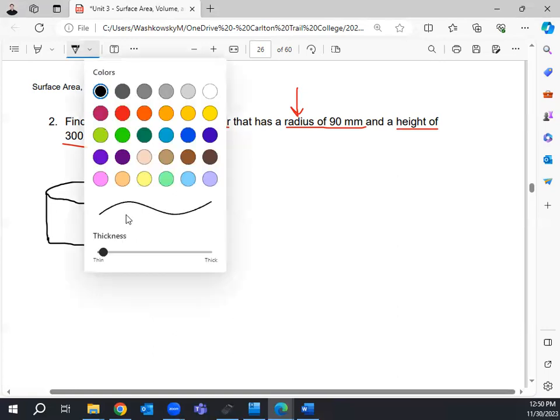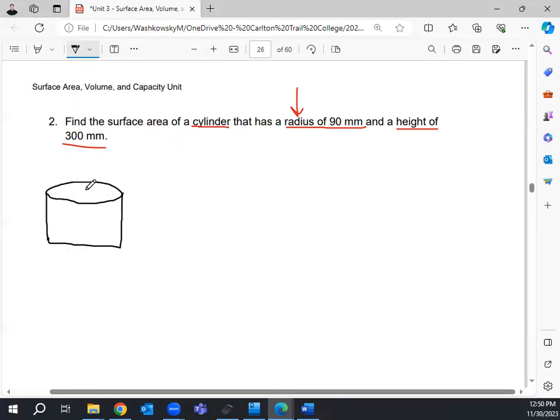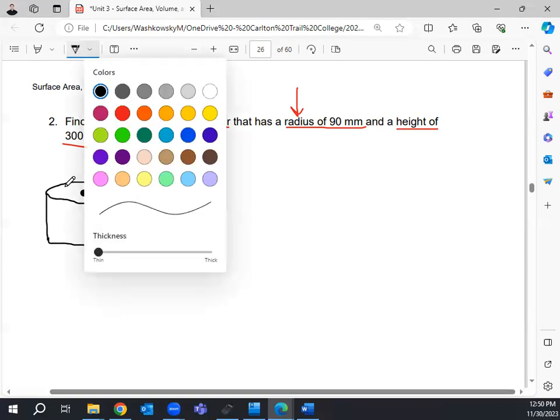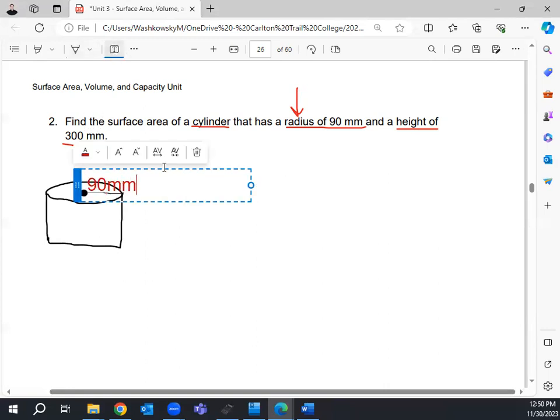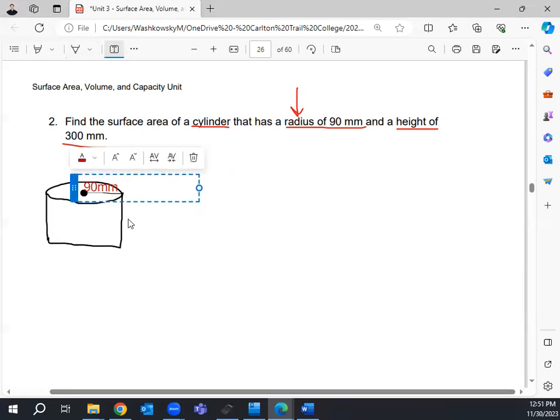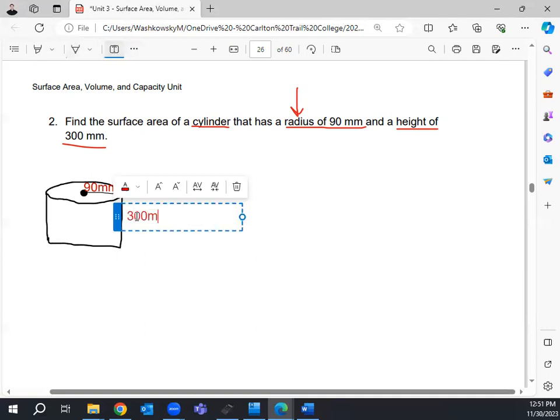And so let's finish filling this in. So in my cylinder, it tells me that it has a radius of 90 millimeters. So I'm going to write that in. So radius of 90 millimeters, and it has a height of 300 millimeters. They are in the same units, so I'm good that way. They're both in millimeters. And now I have everything I need.